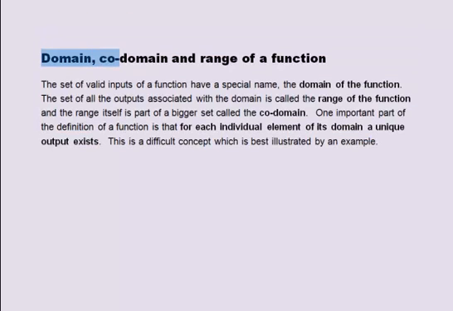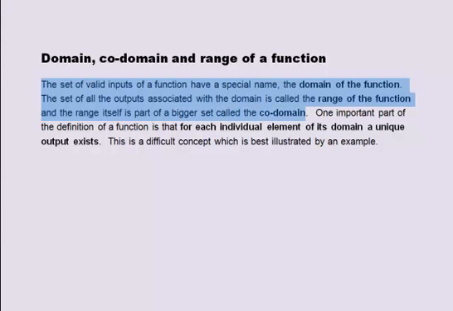Domain, codomain and range of a function. The set of valid inputs of a function have a special name, the domain of the function. The set of all the outputs associated with the domain is called the range of the function, and the range itself is part of a bigger set called the codomain.